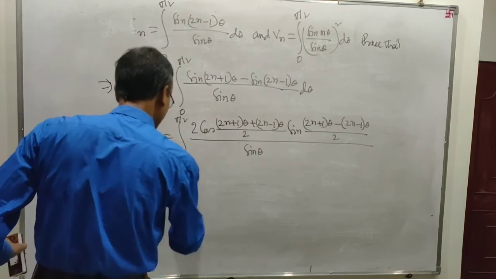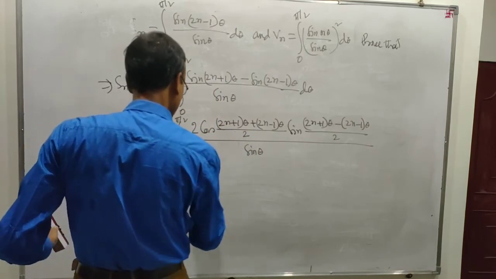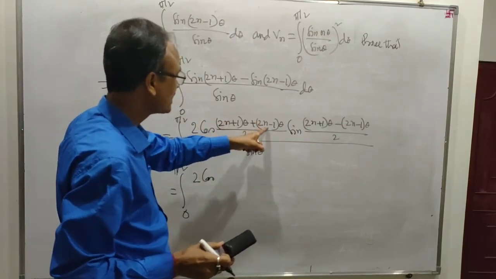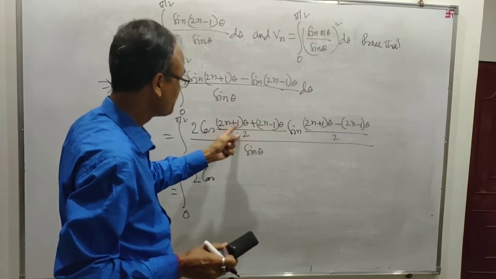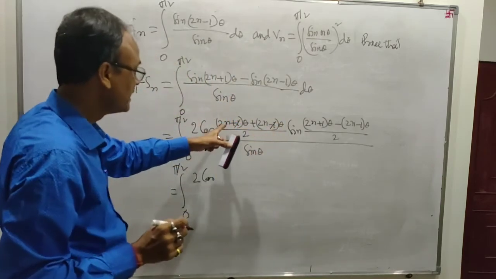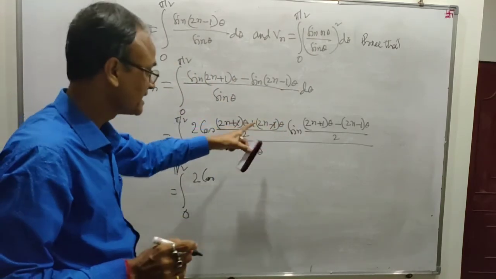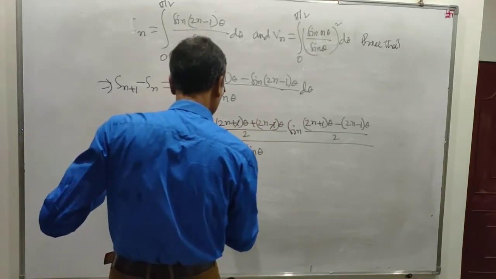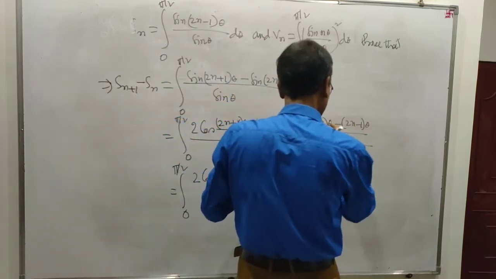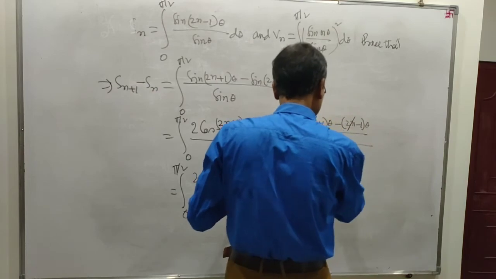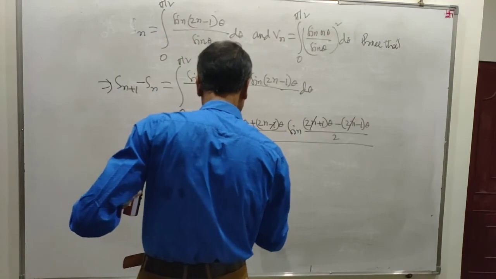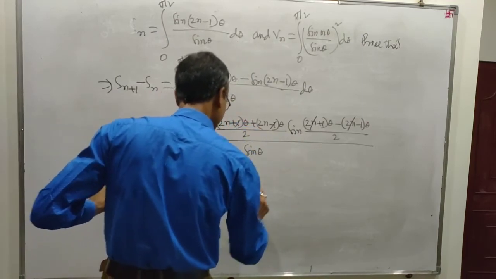This is equal to 0 to pi by 2, 2 times of cos. What will be this? Twice n theta plus theta minus theta will be cancelled. Twice n theta plus twice n theta, 4n theta divided by 2, twice n theta. Sin here twice n theta minus twice n theta will be cancelled. Theta plus theta, twice theta divided by 2, it will be sin theta. And the denominator is also sin theta.